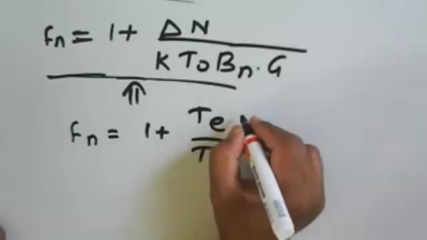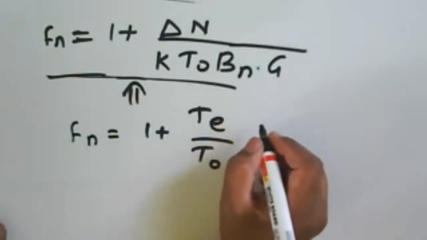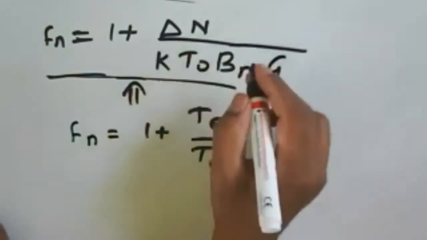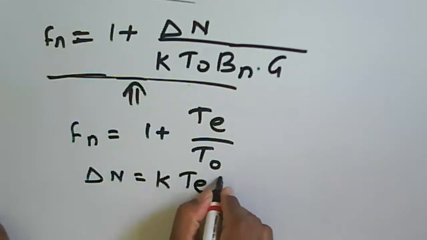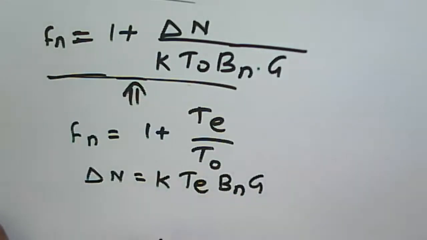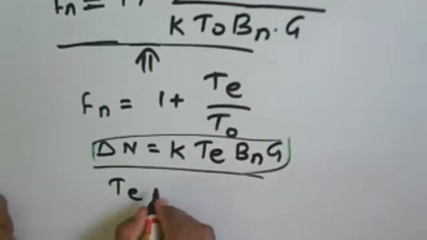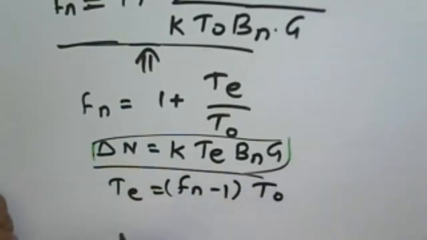This is called the effective noise temperature. Te is nothing but the effective noise temperature, because we say that delta n is equal to k Te Bn. So this k cancels, Bn cancels. So that's why we will get Fn is equal to 1 plus Te by T0. Or we can write in terms of Te: Te is equal to (Fn minus 1) into T0.